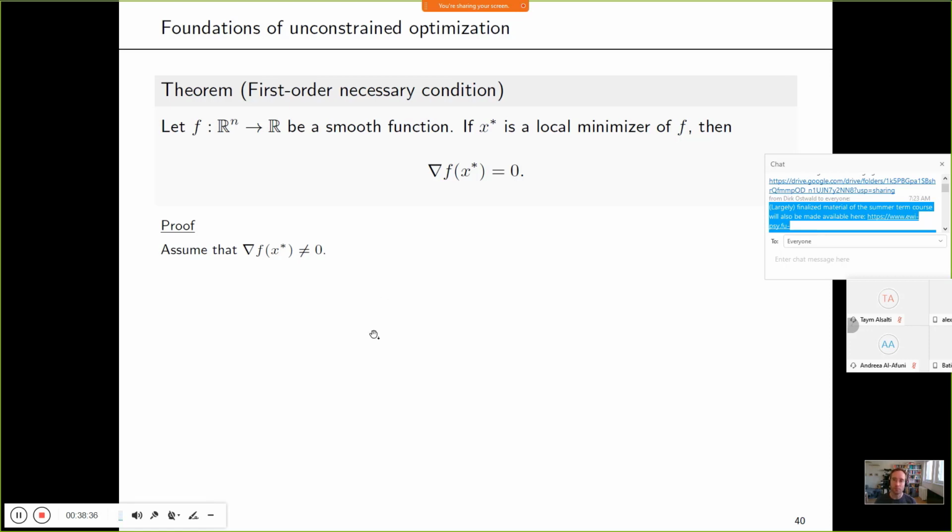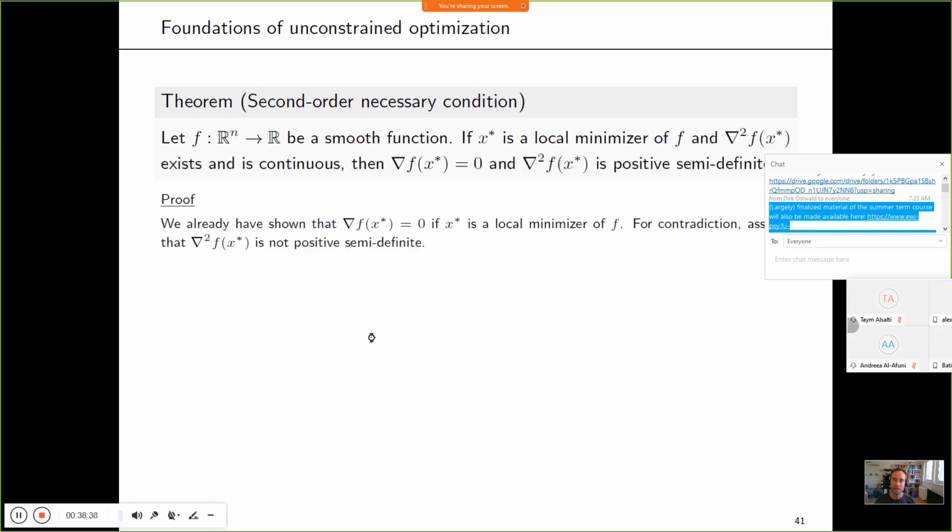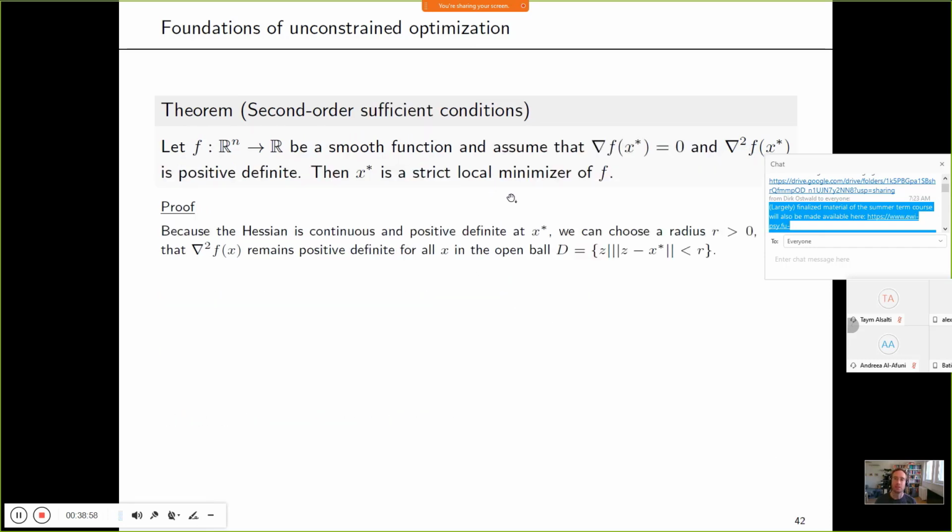Now, we have the first order necessary condition, and we have the second order necessary condition that states that if x star is a local minimizer of f and the Hessian exists, then the gradient is 0 and the Hessian is positive semi-definite, which is the same thing as saying that the second derivative is positive. And then also the sufficient conditions: if you have the gradient to be 0 and the Hessian to be positive definite, then you find a local minimizer.